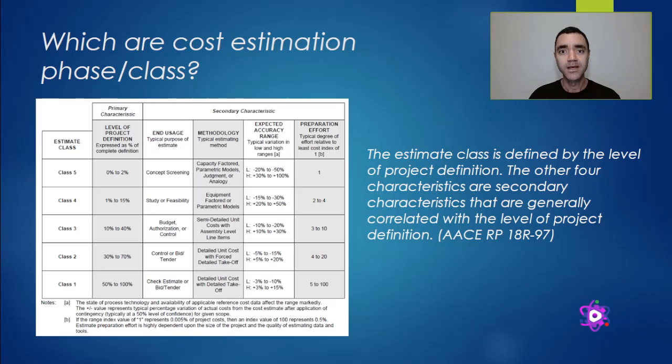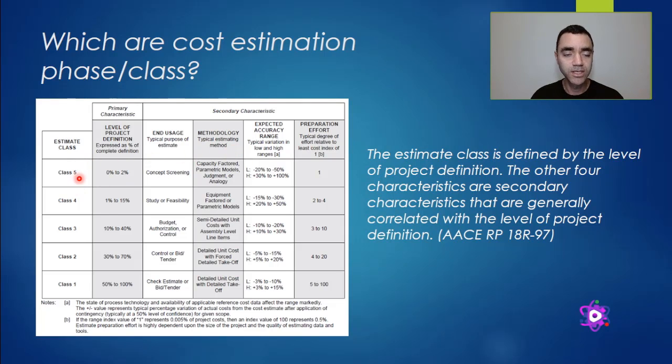For instance, according to the Association for the Advancement of Cost Engineering, a cost estimate can be divided into 5 classes, and these classes range from class 5 to class 1. From this table, you can identify that the higher the class number, the less accurate the cost estimation is.